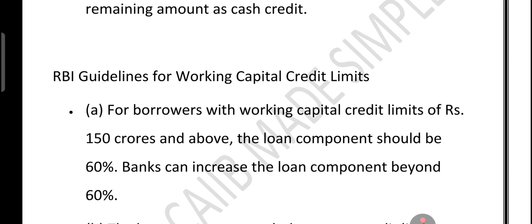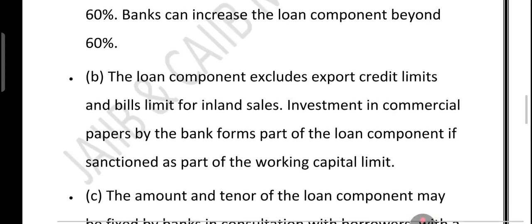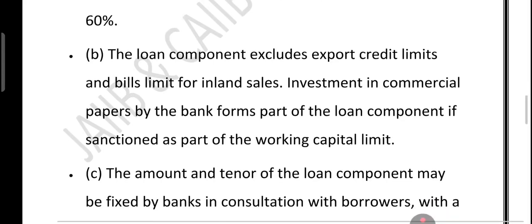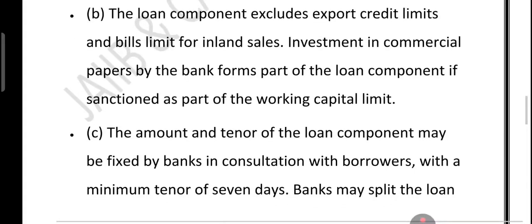Whenever I say loan component, you must keep in mind that it is about term loan. 60% of that should be term loan. A few more RBI guidelines to remember: export credit and inland bill limits are not part of the 60%, right? So the export credit limit and bill limits are not part of the 60%. And commercial paper investment by the bank counts as loan component. So which things count as loan component? Suppose investment in commercial paper.